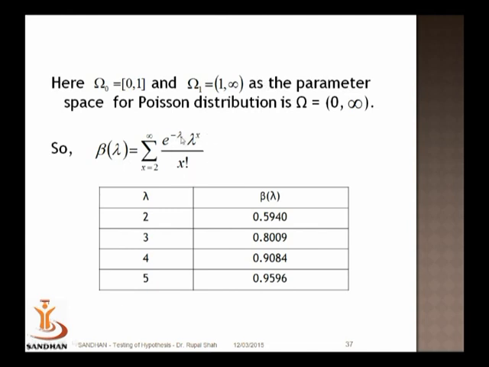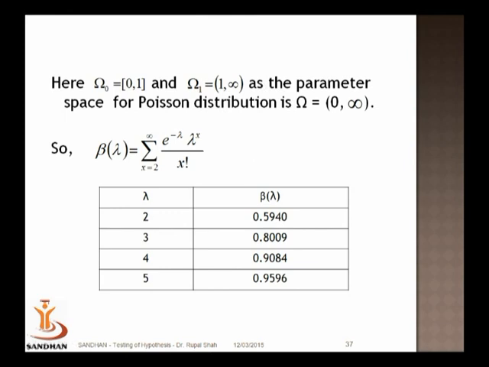You take lambda equal to 2, fix lambda here as 2, and take different values of x starting with 2. So e raised to minus 2, when lambda is 2, lambda raised to 2 upon 2 factorial, plus e raised to minus 2, 2 raised to 3 upon 3 factorial, plus e raised to minus 2, 2 raised to 4 upon 4 factorial, and so on up to infinity. So actually how can you compute? Can you go up to infinity?